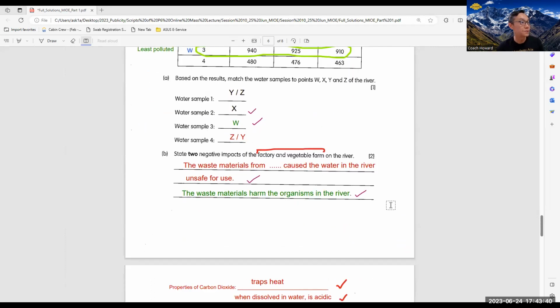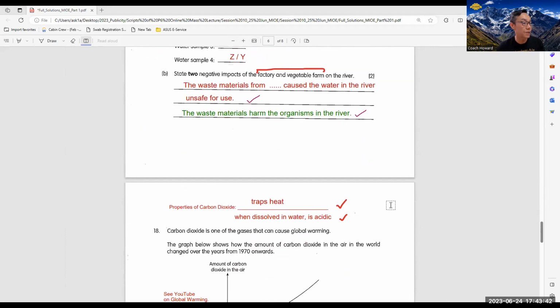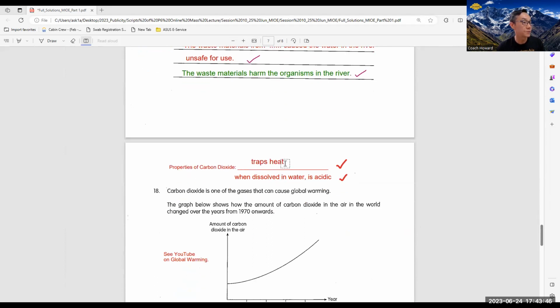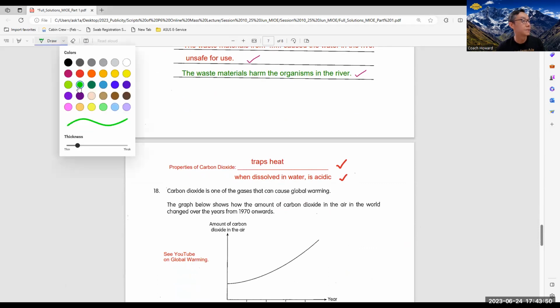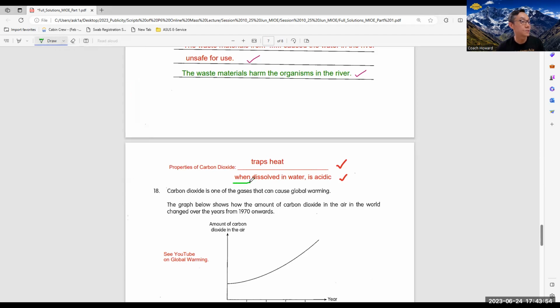Okay, next question. Properties of carbon dioxide. So you know two properties: it traps heat and when dissolved in water is acidic. So you state the two properties of carbon dioxide. It traps heat and when dissolved in water is acidic.